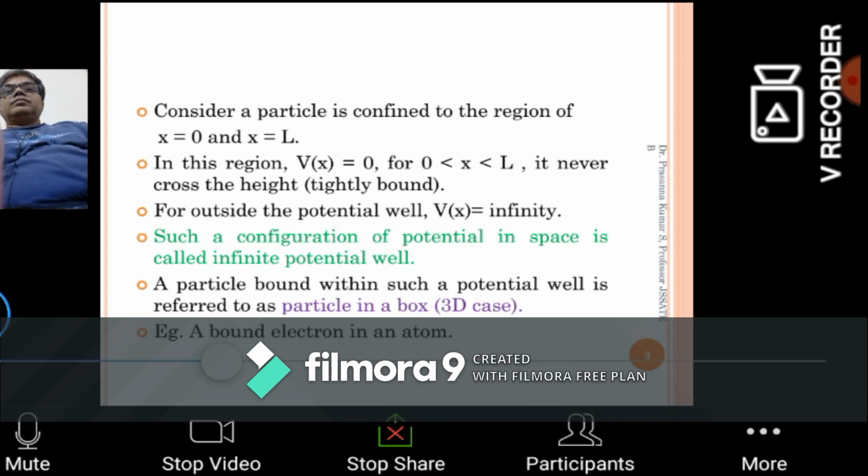Such a configuration of potential in space is called the infinite potential well. Such a situation where the particle is tightly bound to the nucleus is the perfect case of a particle in an infinite potential well. A particle that is bound within the potential well is referred to, once again, as a particle in a box. Many times, when I say it is in a box, I will consider three dimensions. Otherwise, it is only one direction. A particle within the bound box means it is a three-dimensional case. As I told you, an example of an electron bound to the atom.